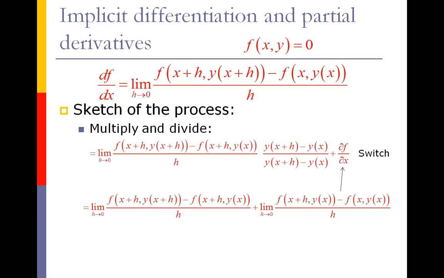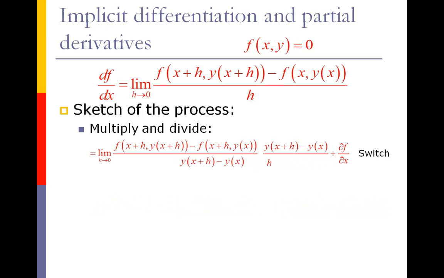Alright, so what is that going to do? Well, first of all, the way it is right now is not going to do much, so what we're going to do is we're going to switch the two denominators. Now you can tell that the second fraction is starting to look familiar. Well, the limit as h approaches 0 of y of x plus h minus y of x over h.